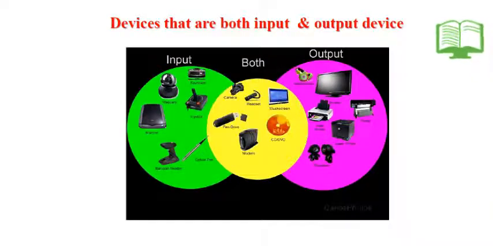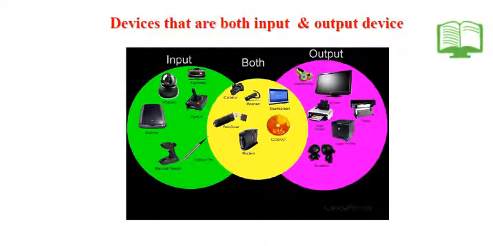There are also some devices which are capable of doing both. They are able to do input and output, so they stay there in the middle, and you can see a few examples over there, like the CD and the camera. They are used as both input devices and output devices at the same time, so they perform both functions.